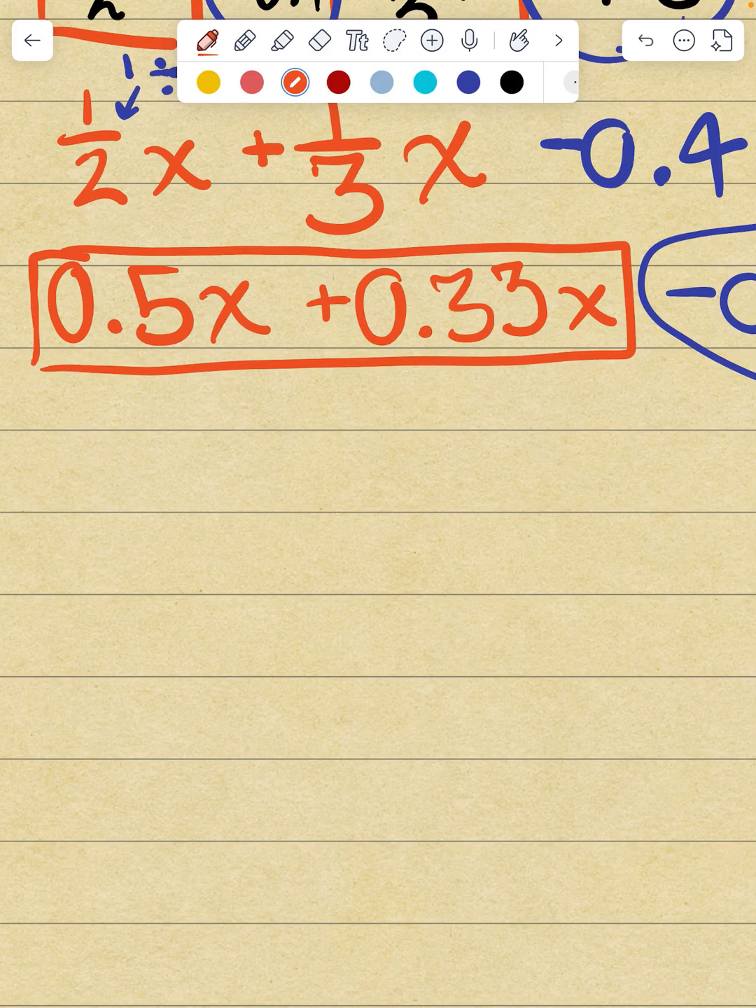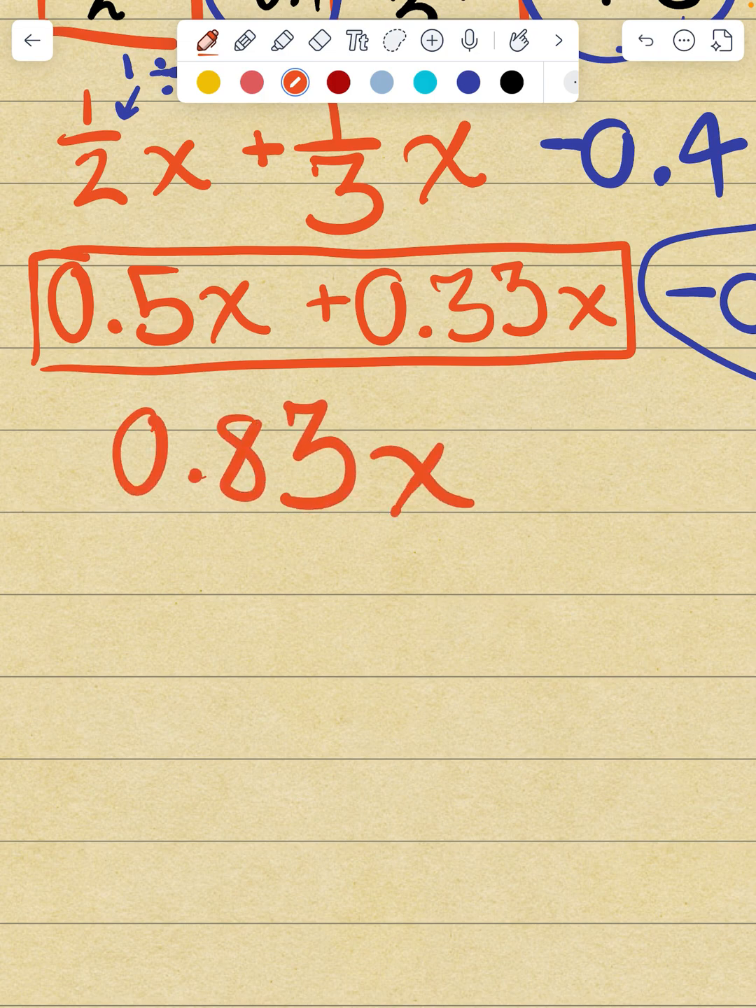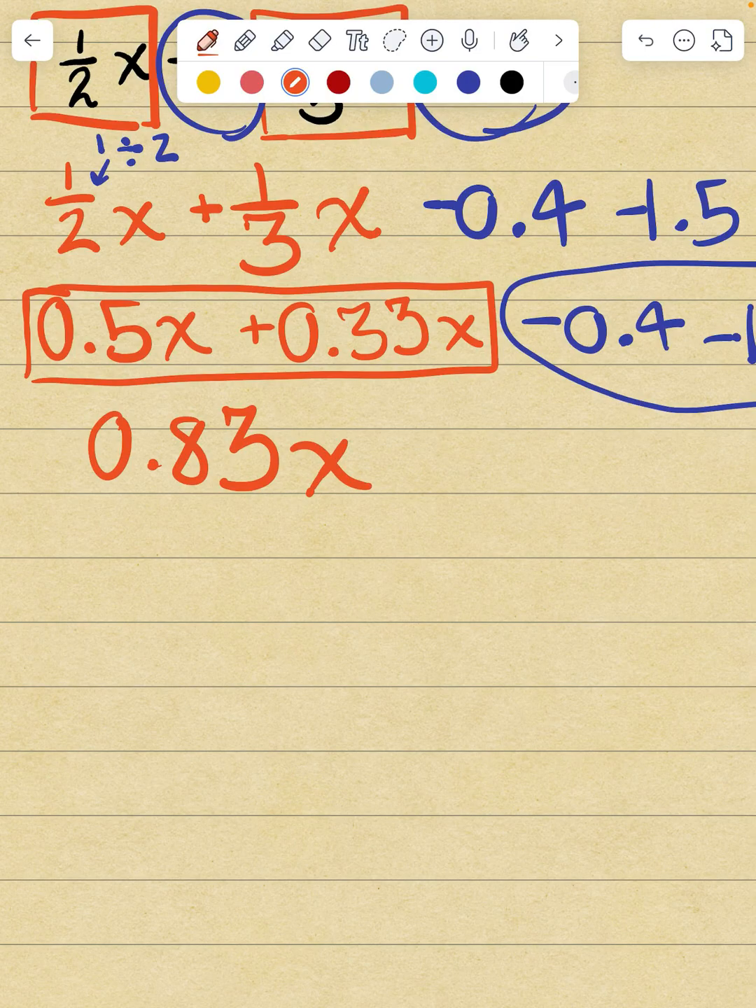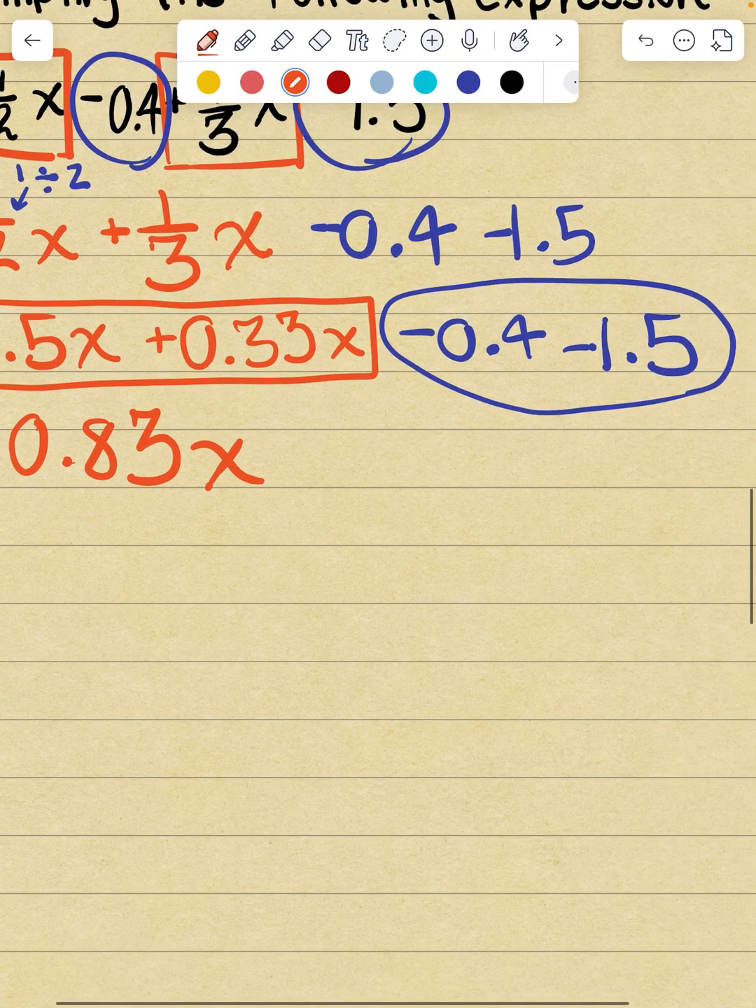How are you going to do this? Use your calculator. So 0.5 plus 0.33 is not going to be 0.38, right? You're not adding this 5 to that last 3. That 5 is the same as like 50 cents. And that 3 is the same as 33 cents. So if you had 50 cents and 33 cents, you would end up with 83 cents. So 0.5 plus 0.33 using your calculator is 0.83. And remember our x, so 0.83x.